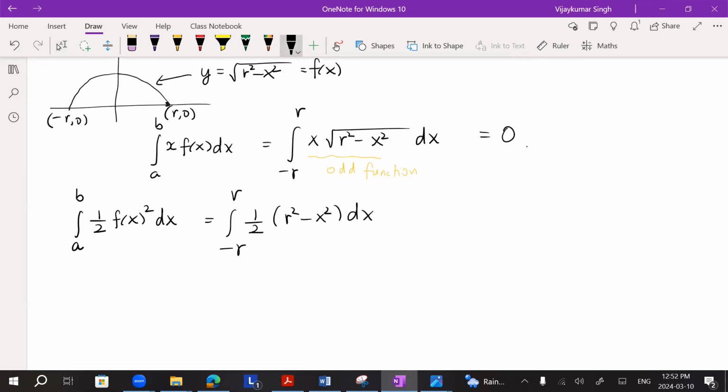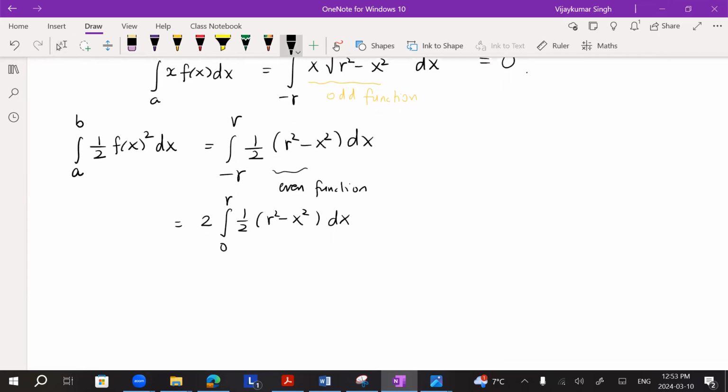Now note that this is an even function. So I can write this as 2 times the integral 0 to r of half r square minus x square dx. Okay. So we get 2 times 1 by 2. They cancel out, and inside the integral is going to be r square. The integral is r square x minus x cubed by 3. The limits are 0 to r.